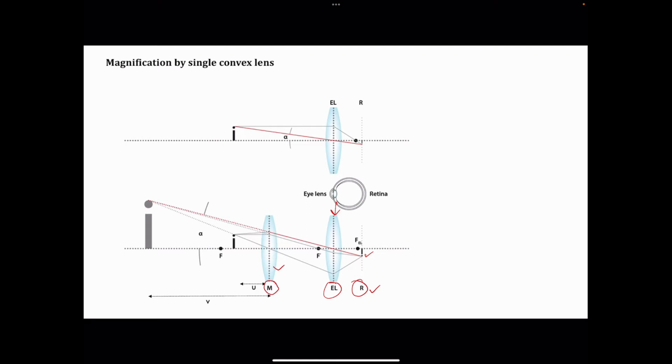Now, this virtual image will act as an object for our eye lens. You might ask why the object for the convex lens cannot directly act as an object for the eye lens, because when we are keeping this object here, it is also possible that the eye lens tries to image that object. However, it is not possible because the light has to pass through the convex lens and reach the other lens so that it can be imaged.